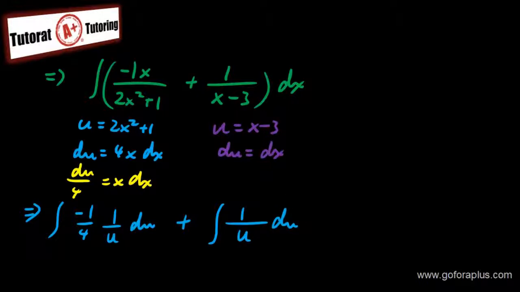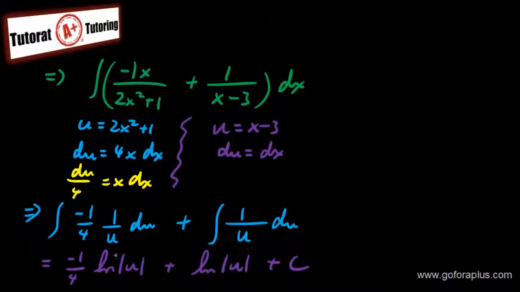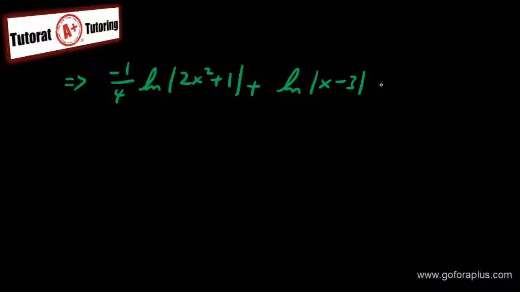Okay, the final answer here is very, very obvious. This is going to be equal to minus 1 over 4 ln of u plus ln of u plus c. Now, replacing u back. These are the different u. You have to remember, this is different. The u is different. So replace the correct u in the correct integral. So let's rewrite the answer right here. So I know that my answer is going to become minus 1 over 4 ln of the absolute value of 2x squared plus 1 plus ln of x minus 3 plus c.